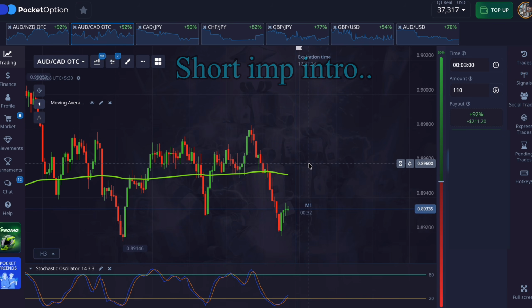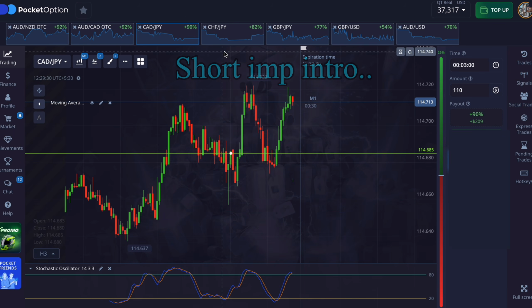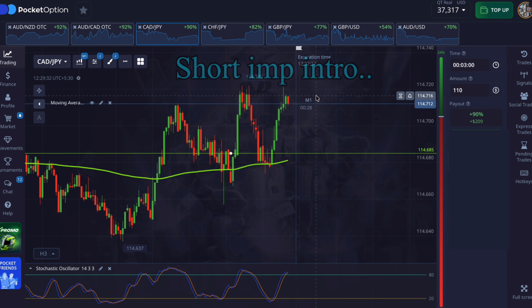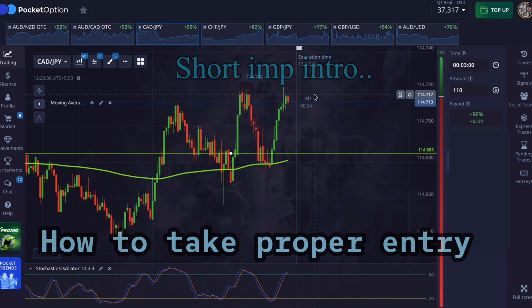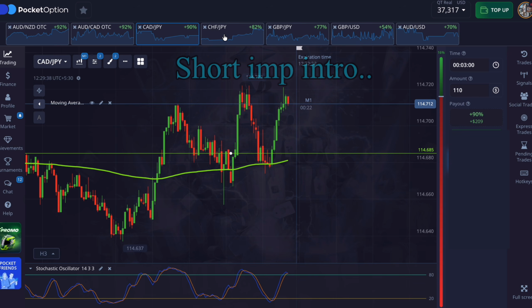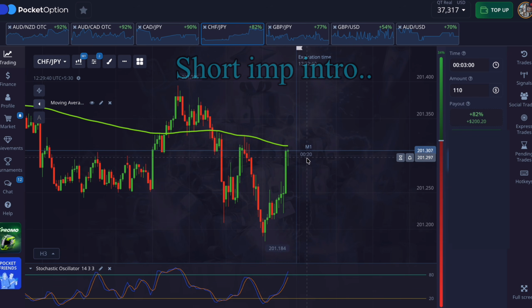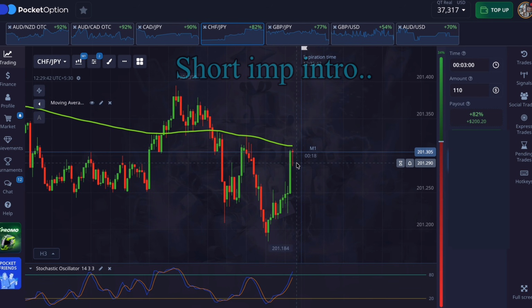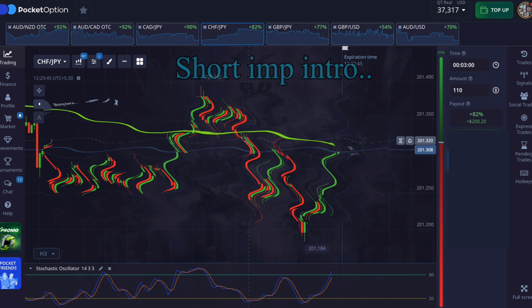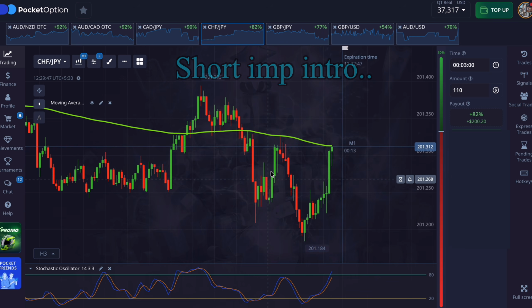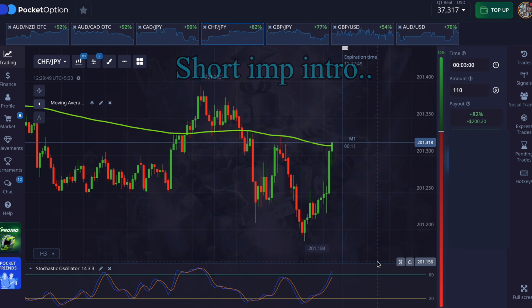Here, we won't be going into the details of any specific indicator or strategy. Our focus today is on something even more important: understanding how to take a proper entry. No matter which strategy or indicator you use, there are certain factors that should always be checked before considering an entry. Ignoring these factors can lead to poor decisions, even when the strategy itself is correct.